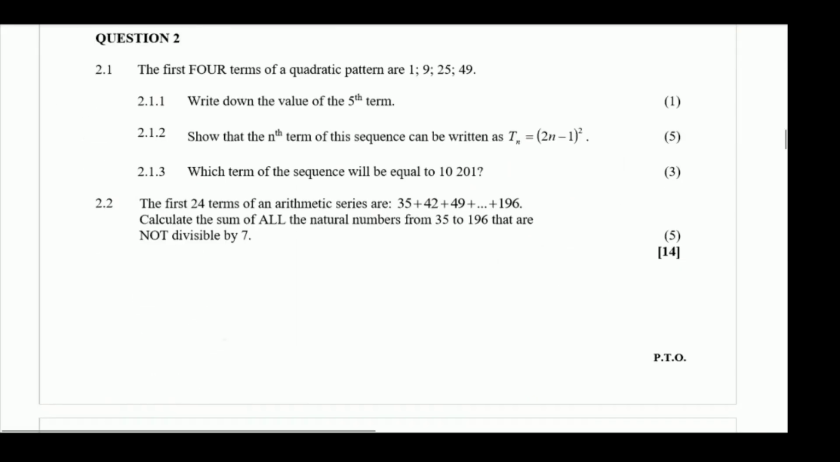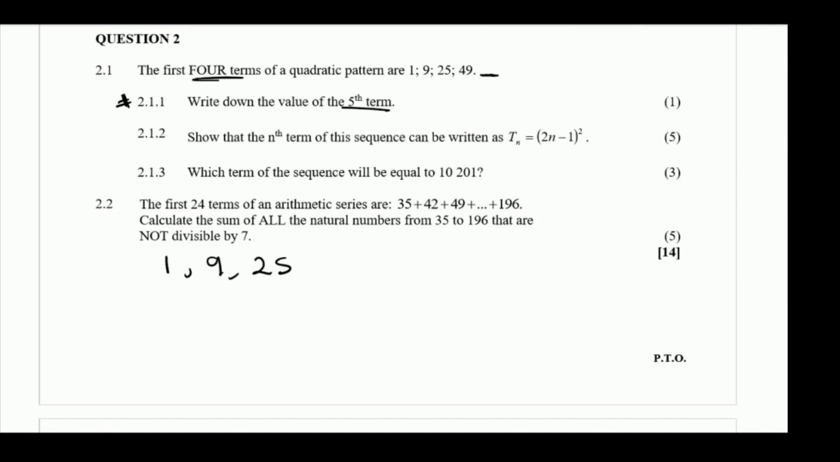So now we are having question 2. So the first part of question 2, which is 2.1.1, we are asked to find the 5th term. So the quadratic pattern here has 4 terms, which are 1, 9, 25, and 49. So we are asked to find the other number there. For us to find it, you're just going to write your sequence 1, 9, 25, 49, and then we don't know the next term.